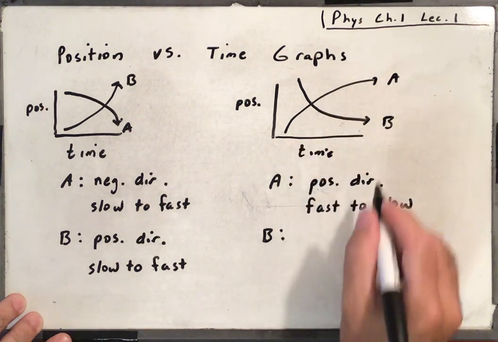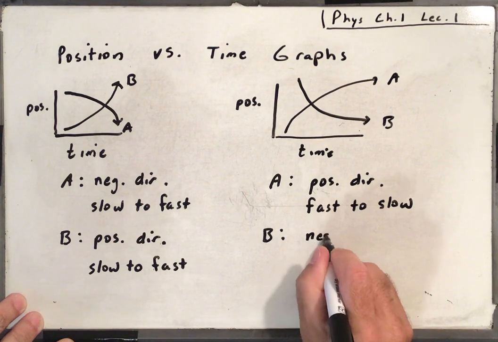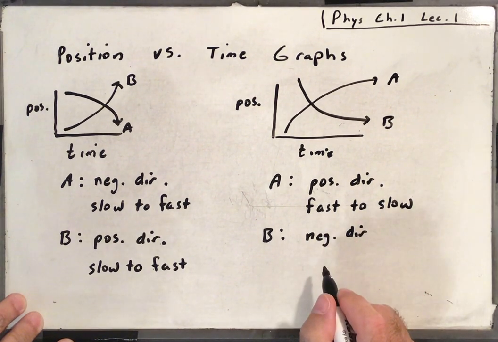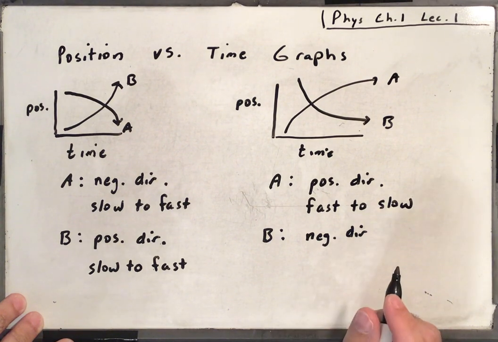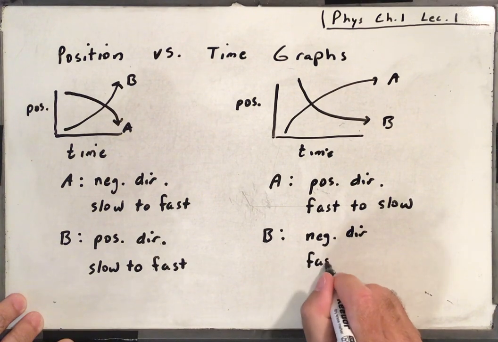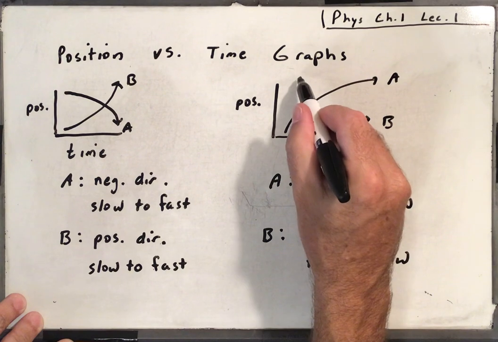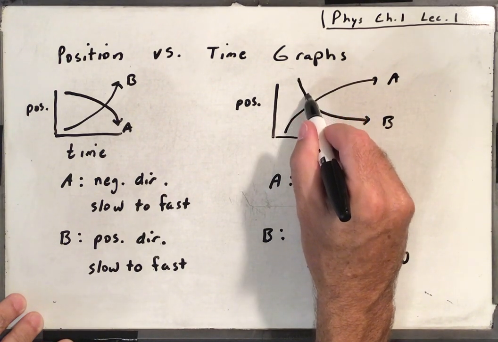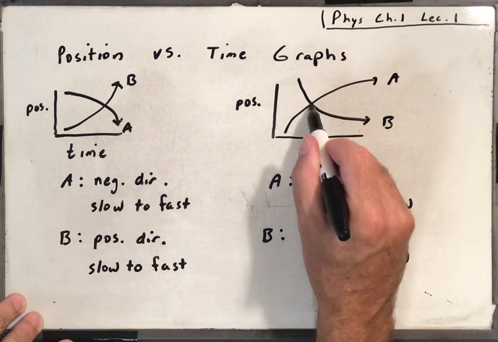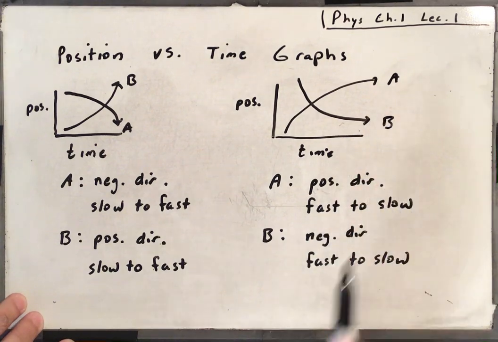All right, B, what direction is it? Positive or negative? It's the negative direction. What do you think? Is it going slow to fast or fast to slow? All right, just like A, it's going fast to slow. Very fast here because the slope is steep. Doesn't matter that it's negative. That just means it's going to the left or down. But here we're going boom. By the time we get here, we're really slowing down.